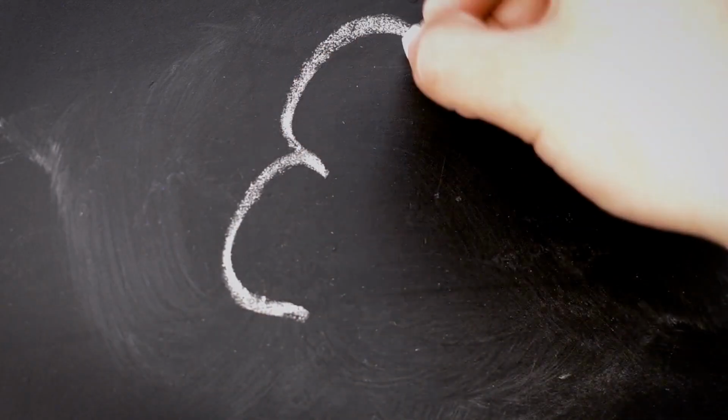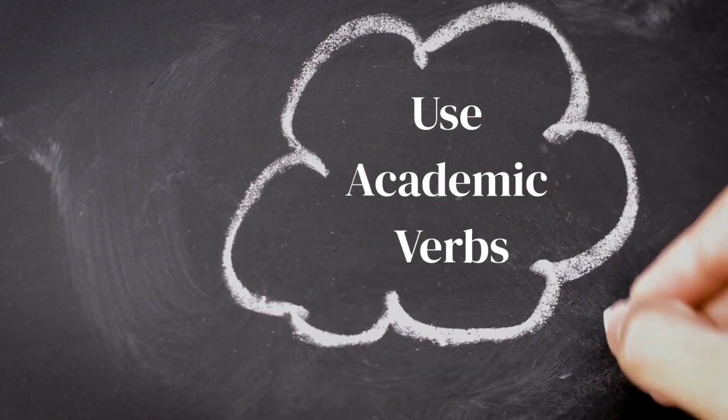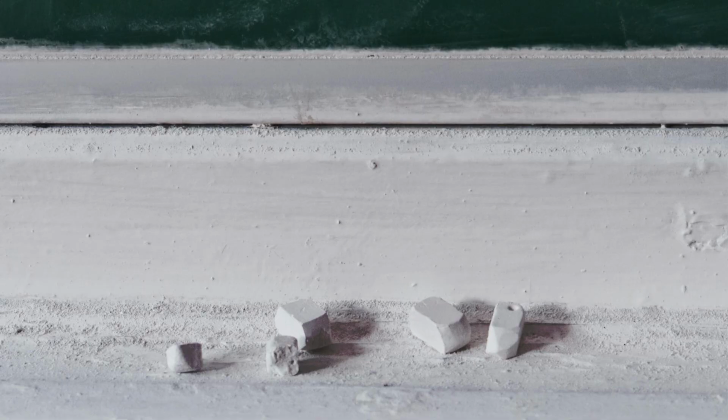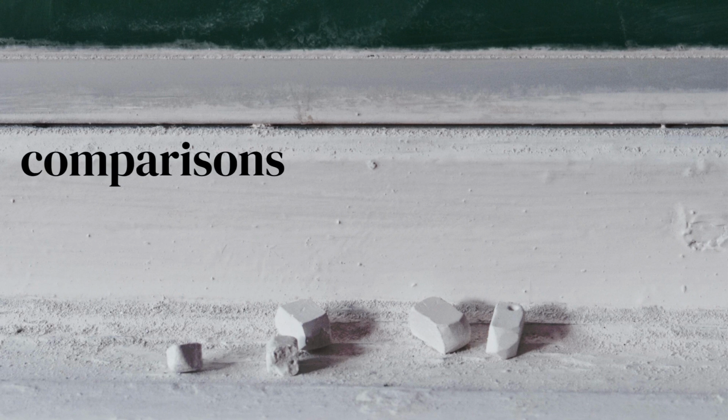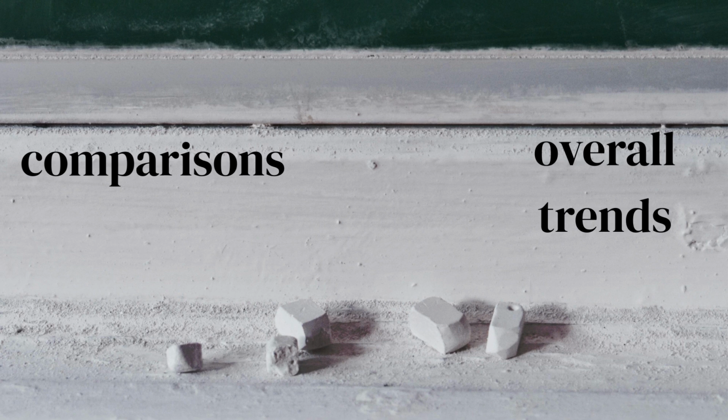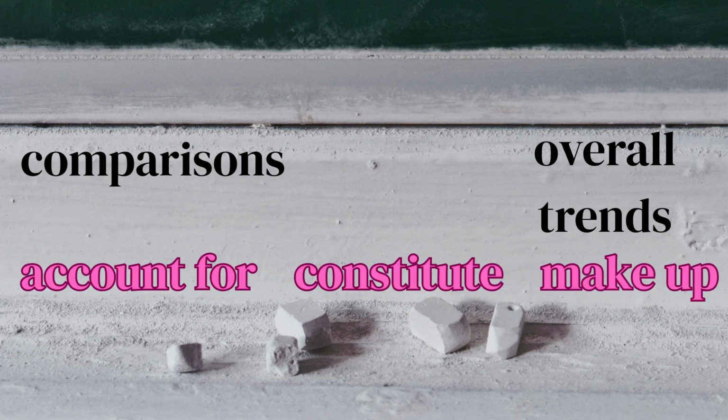Method number 3 is to use academic verbs for a higher band. If you want to sound more academic and precise, especially when dealing with comparisons or overall trends, use formal verbs like account for, constitute, and make up. These are perfect for showing what portion or percentage something represents.